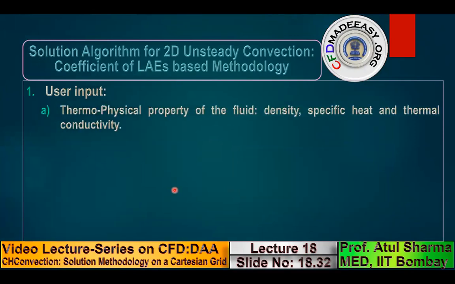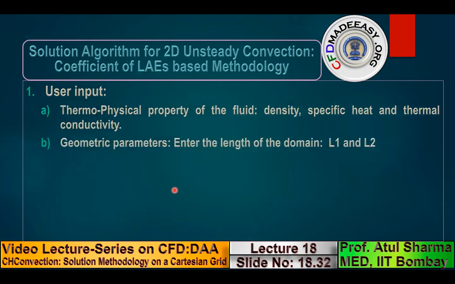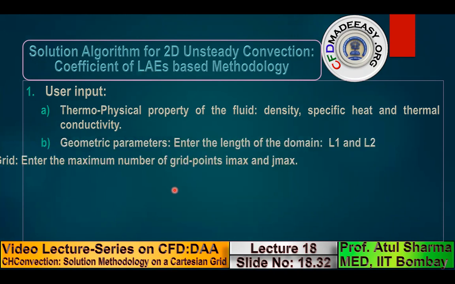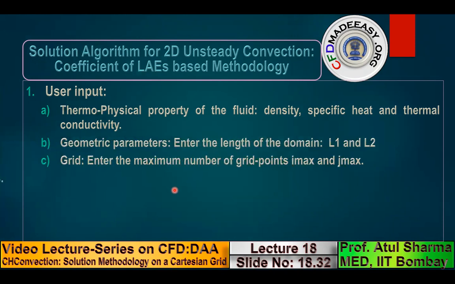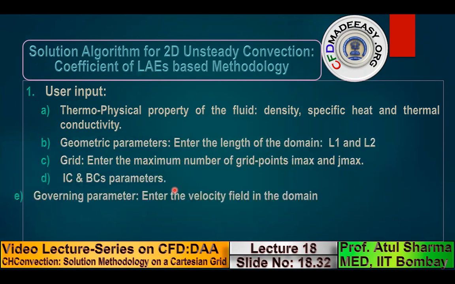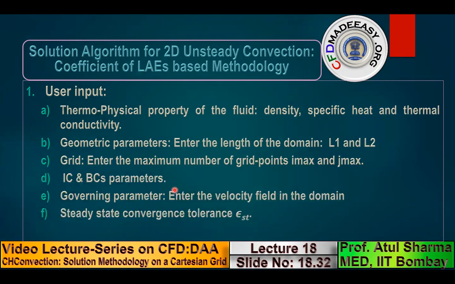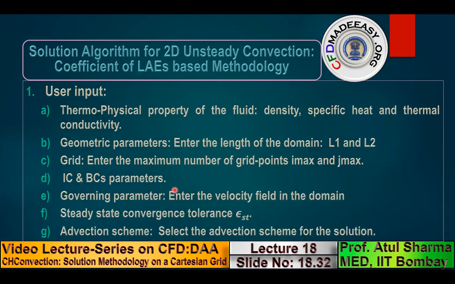We start with the user input, which is similar to the flux-based methodology. You start with the thermophysical properties, density, specific heat, and thermal conductivity, and the geometrical parameters, length and height of the domain. You have to enter the maximum number of grids, initial and boundary condition parameters, the governing parameter, which is the velocity field, the steady state convergence tolerance, and you have to choose the advection scheme for the solution.